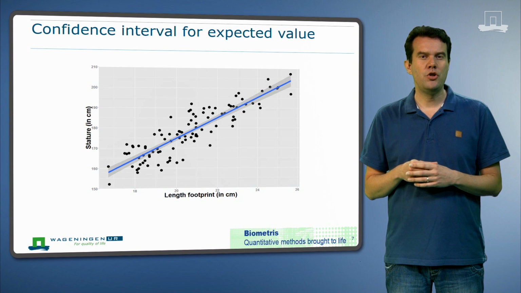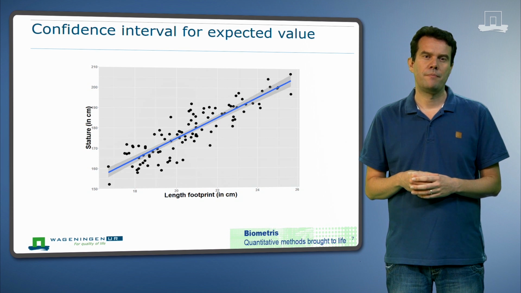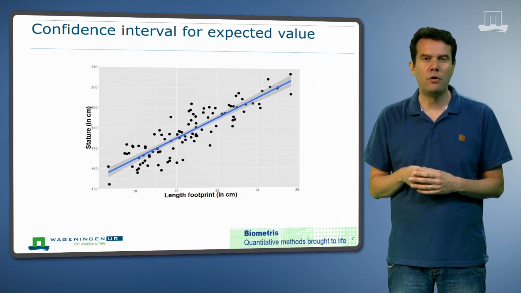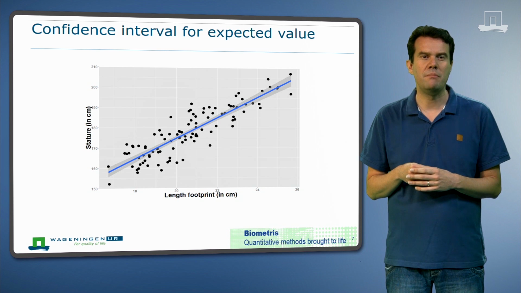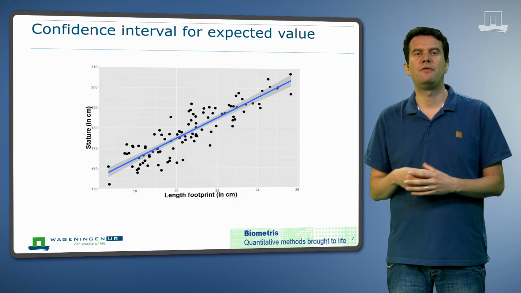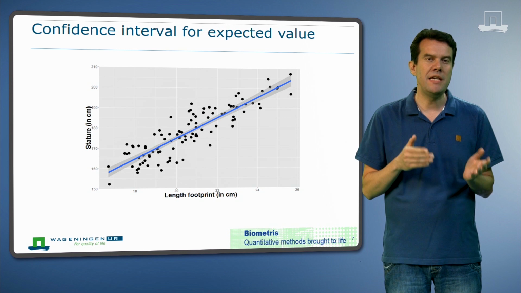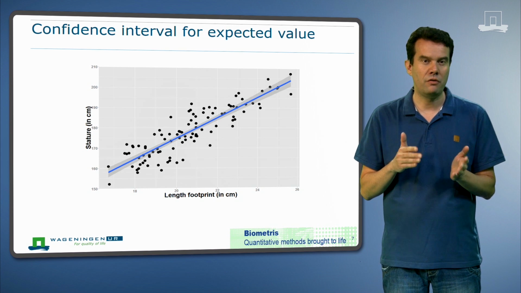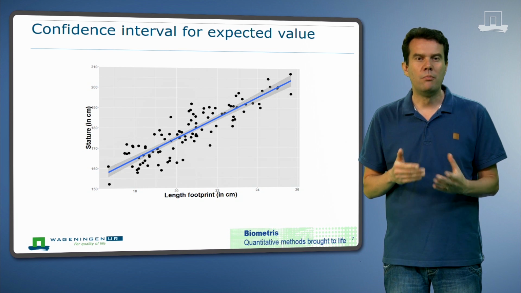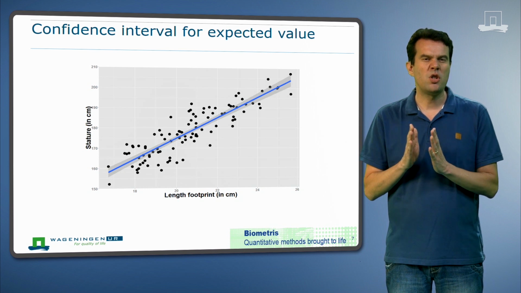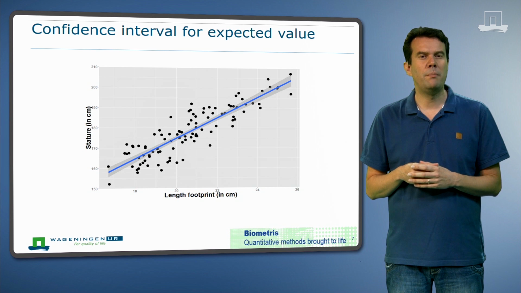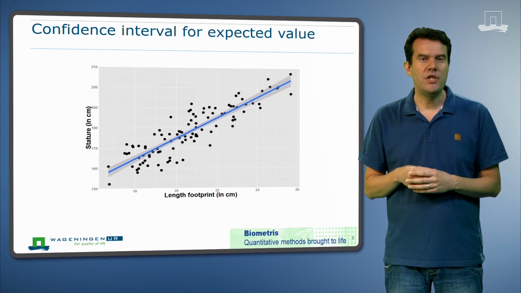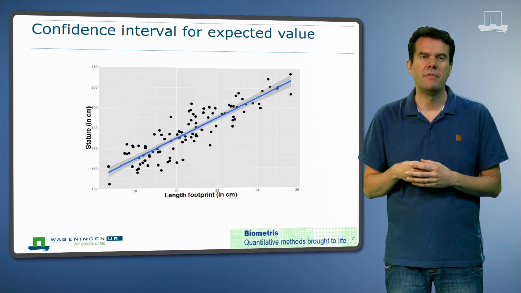We can calculate two different kinds of intervals. Shown here in gray is the confidence interval for the population mean, formerly the expected value. For instance, the mean stature of all people with footprint length 23.1 centimeters. The more observations we have, the smaller this confidence interval will be. In this case, we see that the confidence interval for the expected value is pretty narrow.